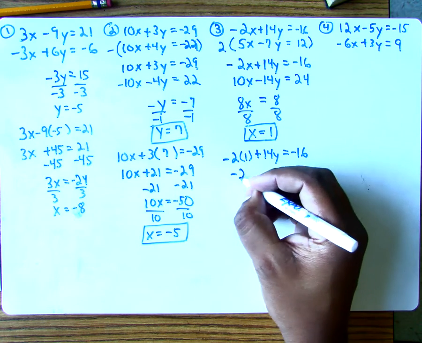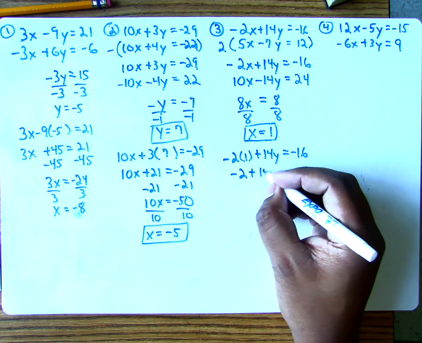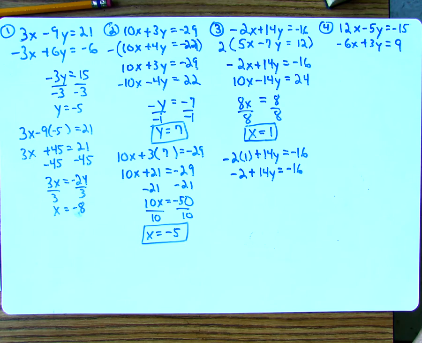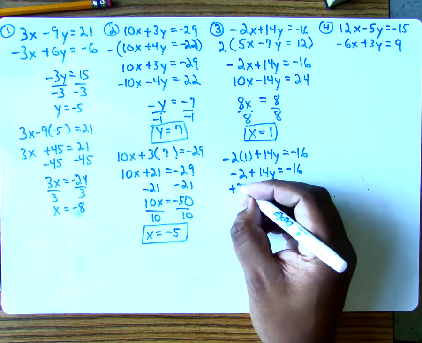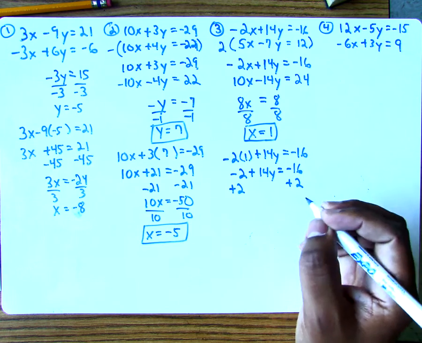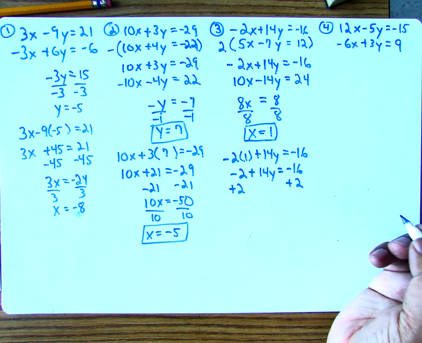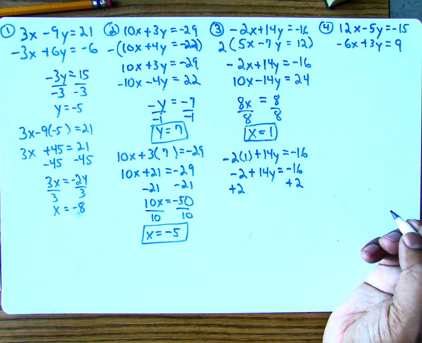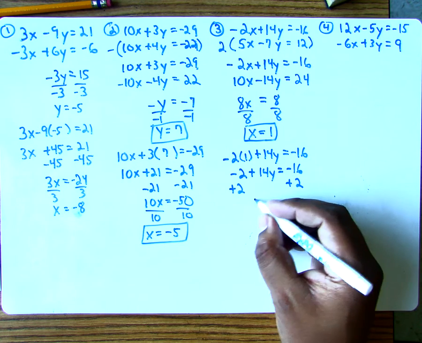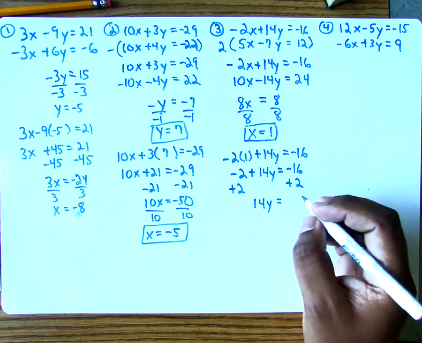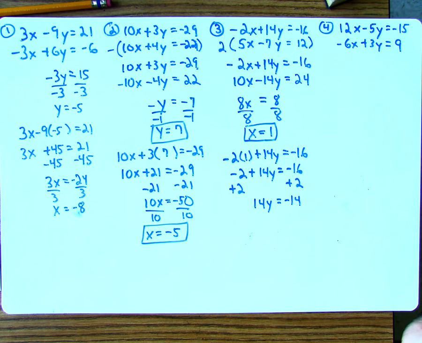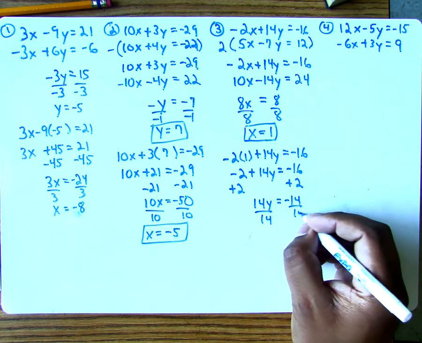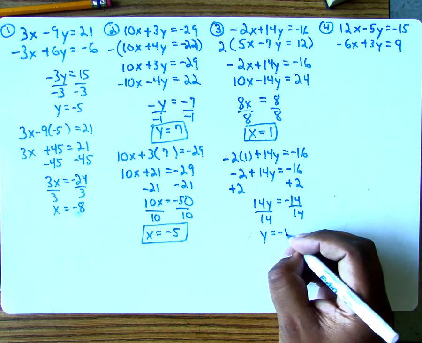All right, this is going to give me a negative 2 plus 14y is equal to negative 16. I'm going to add the 2 on both sides. Now that gives me 14y is equal to negative 14. And divide by 14. And y is equal to negative 1.